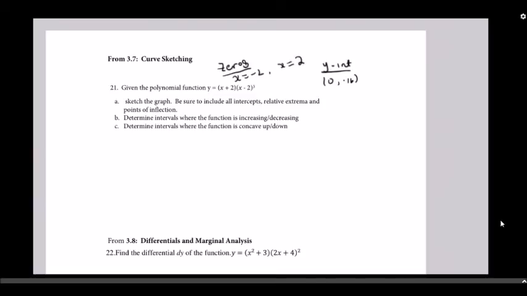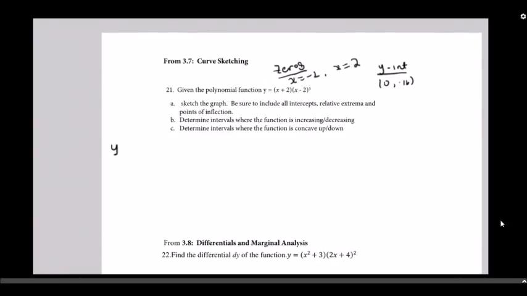Now, relative extrema come from the first derivative test. So we need to find y prime. So y prime is going to be a product rule, because we have the product here, x plus 2 times x minus 2 cubed.